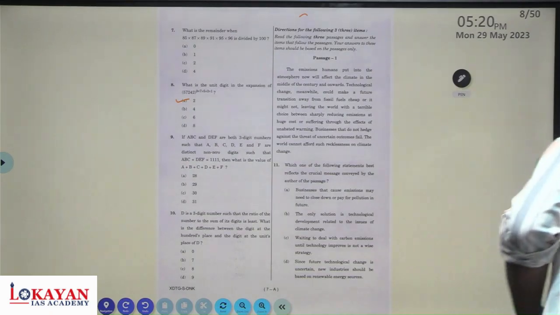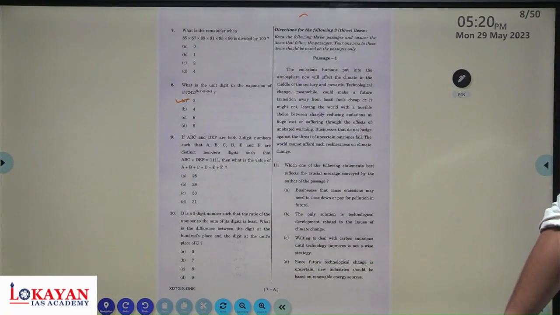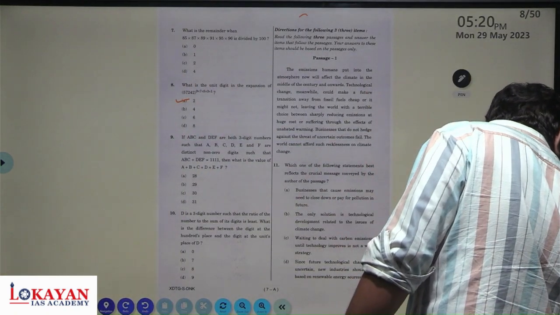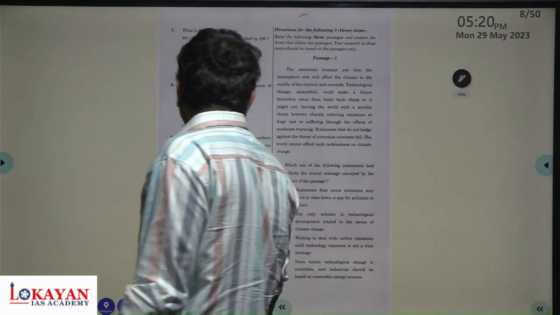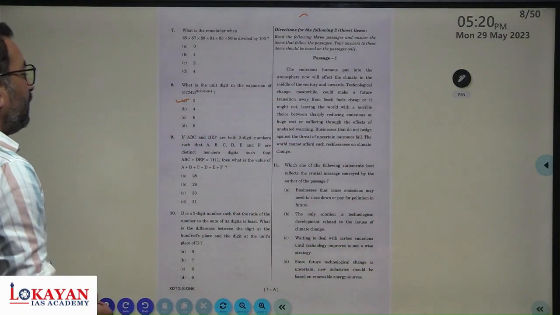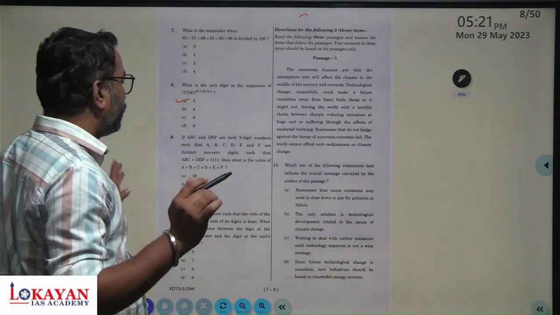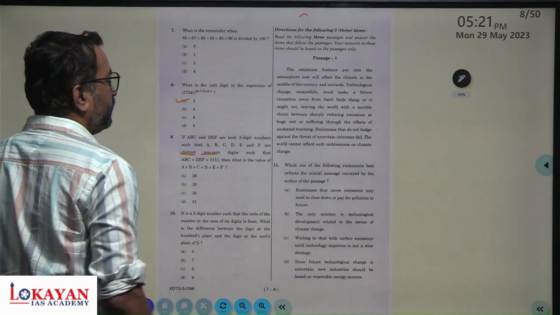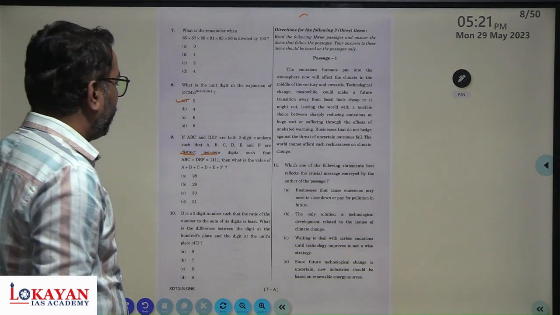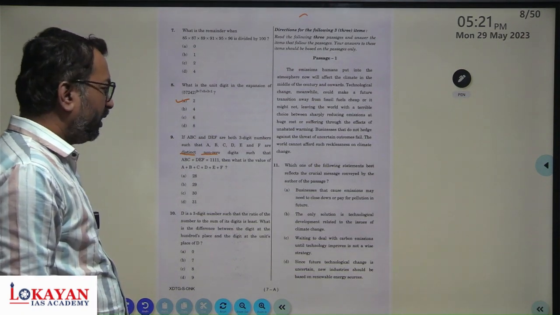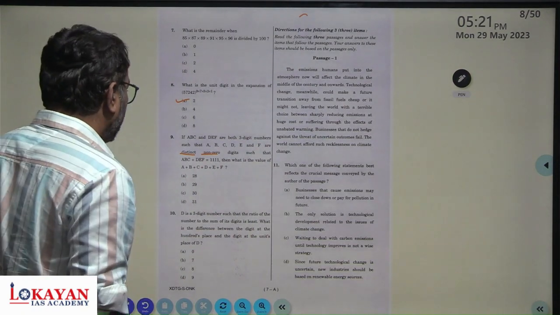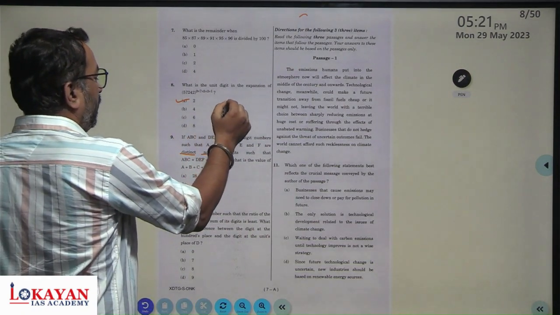Question number 9. Read the question. If ABC and DEF are both 3-digit numbers such that A, B, C, D, E and F are distinct non-zero digits. These are very important words, distinct non-zero digits, such that ABC plus DEF is equal to 1111. Then what is the value of A plus B plus C plus D plus E plus F?